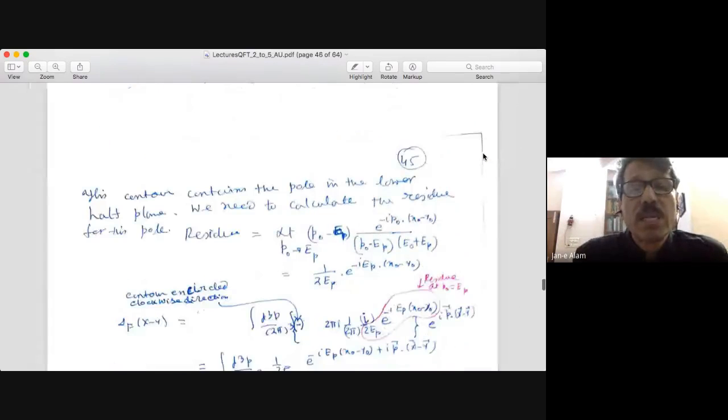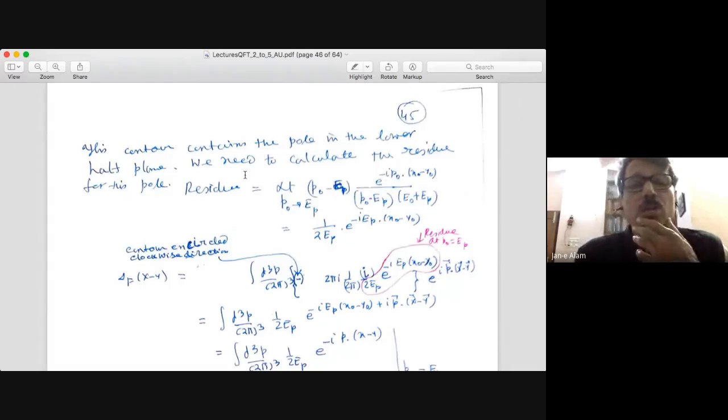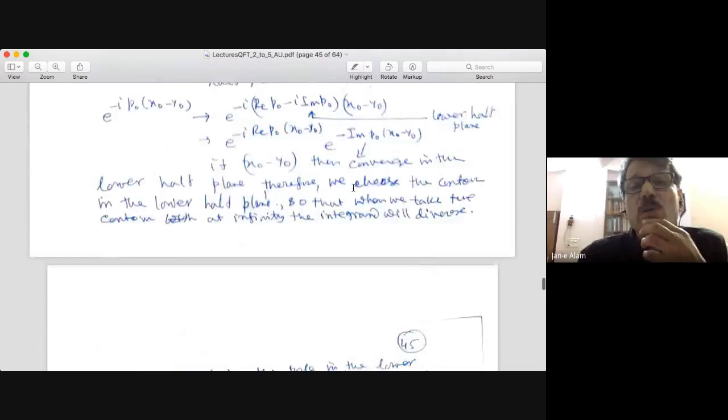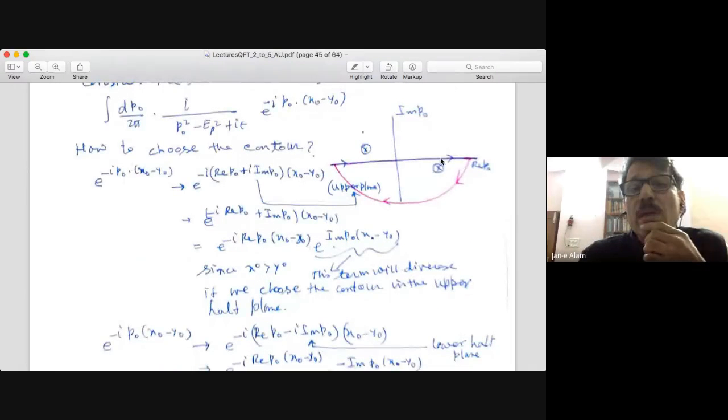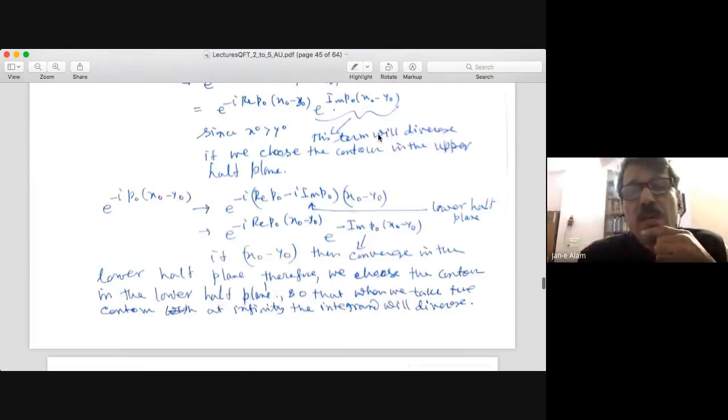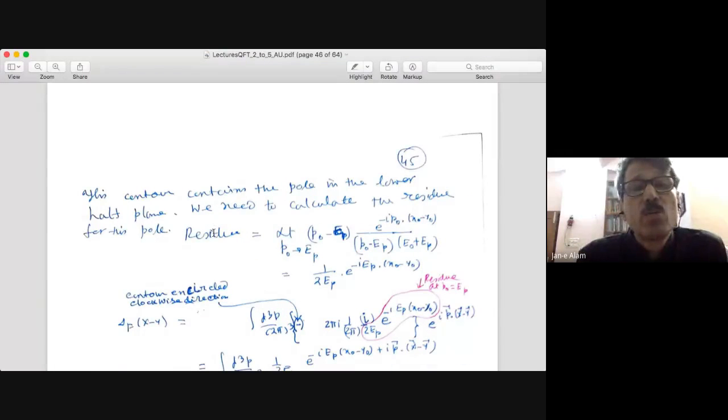So that's very easy then. In the lower half plane, what do I do? In the lower half plane, my pole is at p0 equal to plus Ep, slightly below the real axis because of the presence of that i epsilon term.